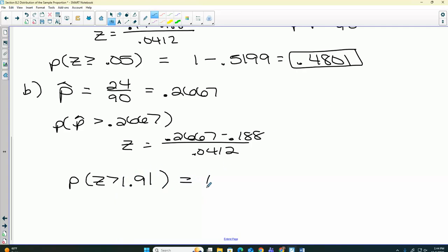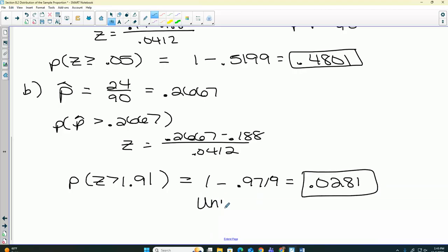We know greater than, we do 1 minus. We look up 1.91. And so if we subtract that, we get 0.0281. Is that unusual? Yes, this is unusual, which means our sample might be different than the entire population.